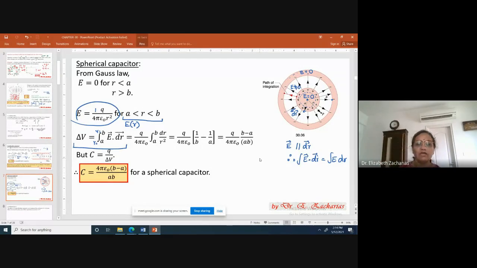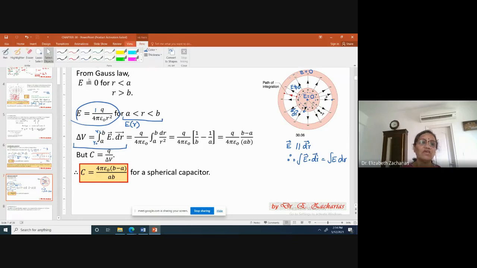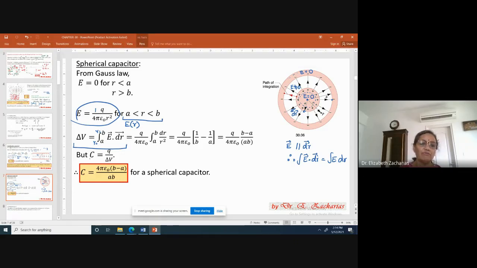Okay, so I got the expression for my potential difference. Once I get the potential difference, then again I have to go to my famous definition of my capacitor, which is Q by delta V. So just substitute for delta V here. So that becomes Q by 4 pi epsilon naught B minus A by BA.